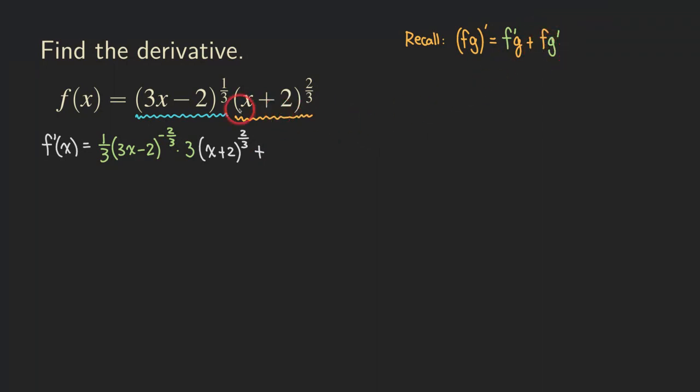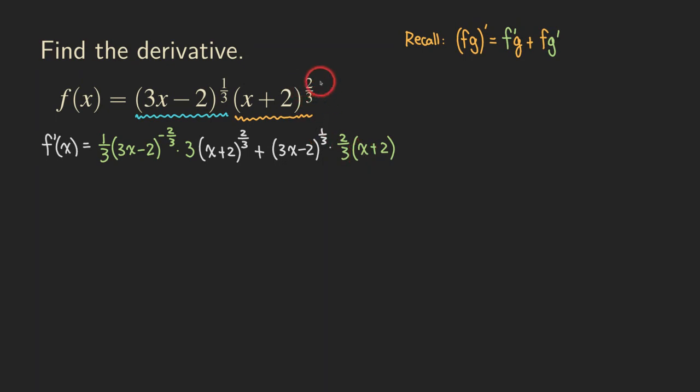We are going to take the derivative of the second factor, and then we do not touch the first factor. So I'm just going to copy this. And when I copy, I'm just getting 3x minus 2 to the 1/3. And then now we need to take the derivative of this x plus 2 raised to the 2/3 power. Okay, so what is that? That's going to be bringing down the power to the front. We are going to be getting 2/3 and then x plus 2.